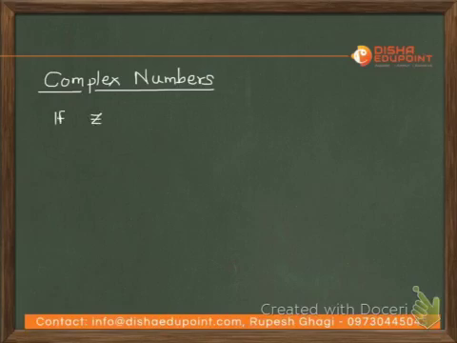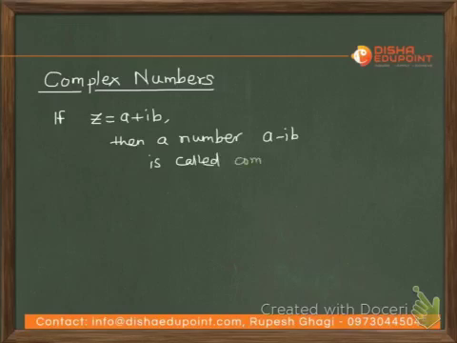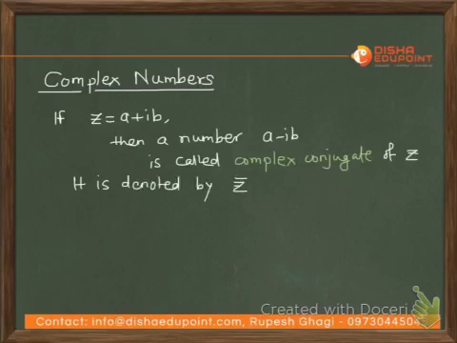Now, let's try to learn one more property, that is the complex conjugate of a number. If we have z is equal to a plus ib, then the number a minus ib is called the complex conjugate of z, and it is denoted by z bar. Now, we can see that z is the complex conjugate of z bar and z bar is the complex conjugate of z. They are complex conjugates of each other, right? So here, you can remember, the complex conjugate of z bar is the original number z.